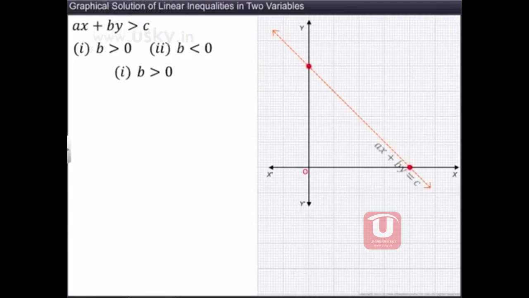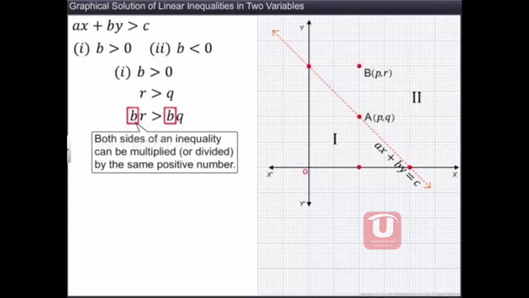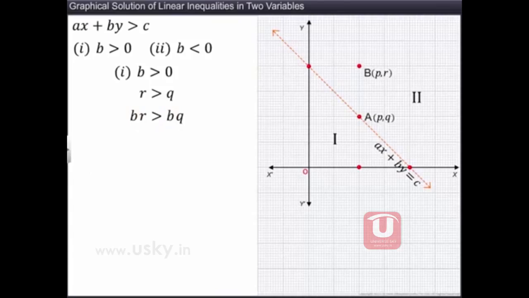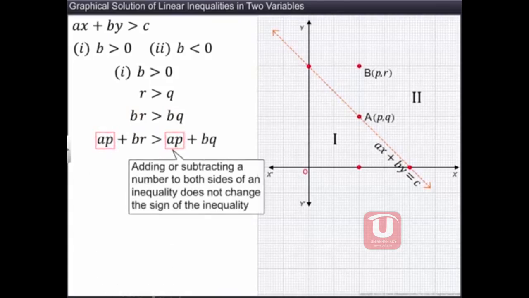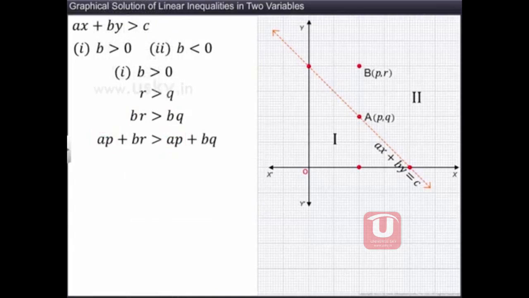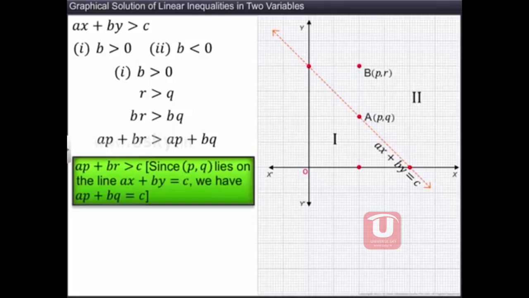Let's draw the line ax plus by is equal to c on the Cartesian plane. Let p, q be a point on the line. From the figure, we can observe that r is greater than q. We will use the rules that we saw earlier. We multiply with b on both sides. Then, we add ap on both the sides of the inequality.